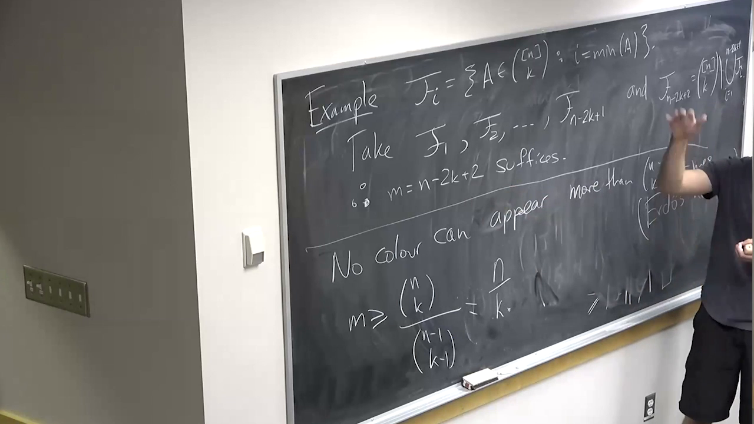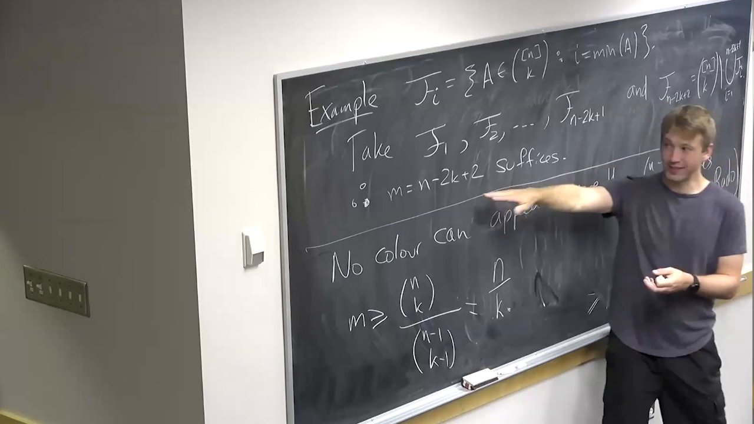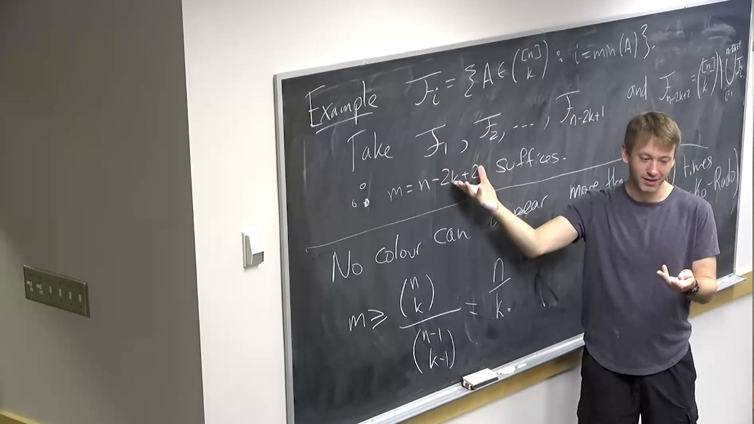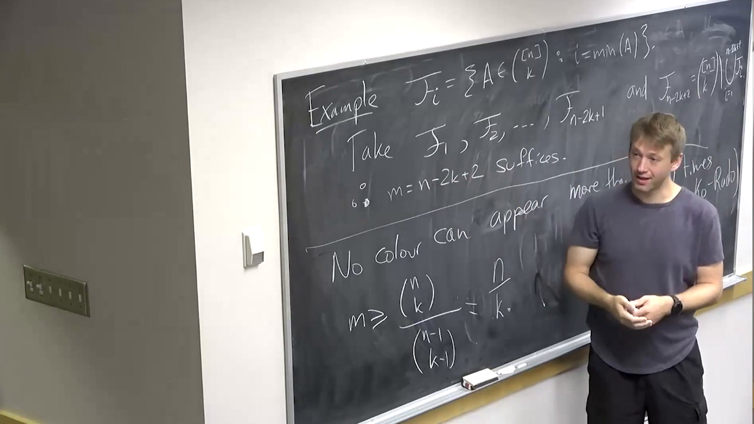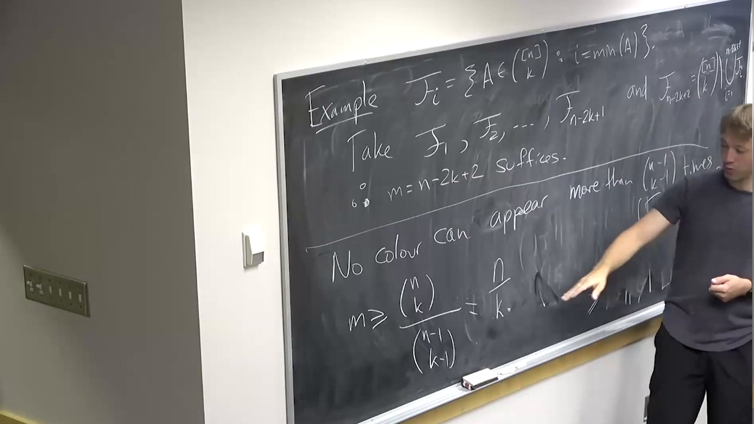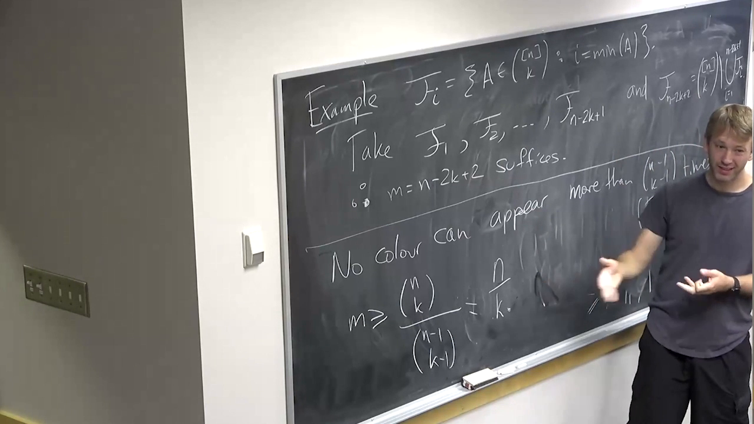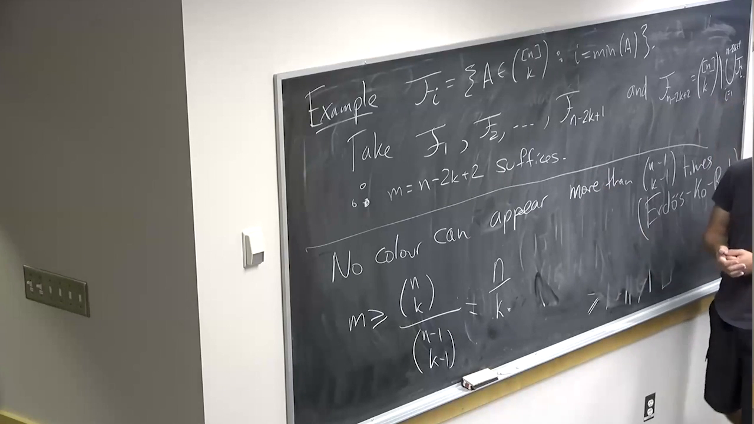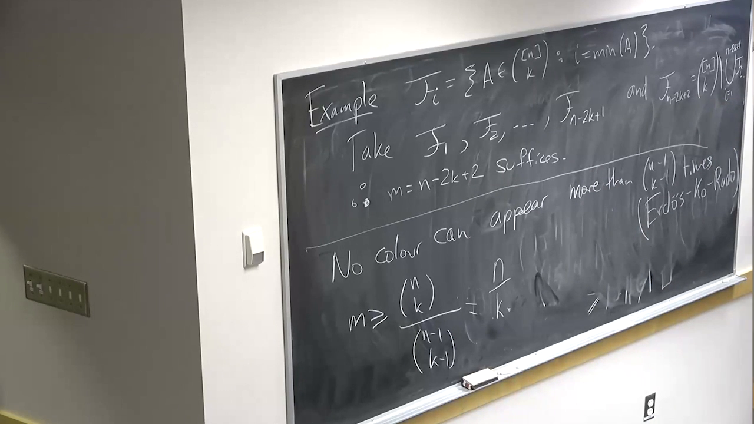If you think of k as fixed and n goes to infinity, this is basically n, right? If k is 10 or something, this is like n minus 18, whereas this one would be n over 10. So there's quite a gap between these two things, but at least it should grow linearly with n. Somewhere between n over k and n minus 2k plus 2.